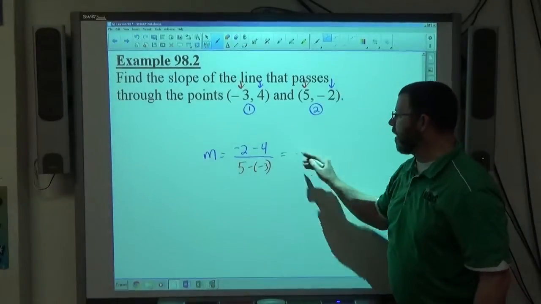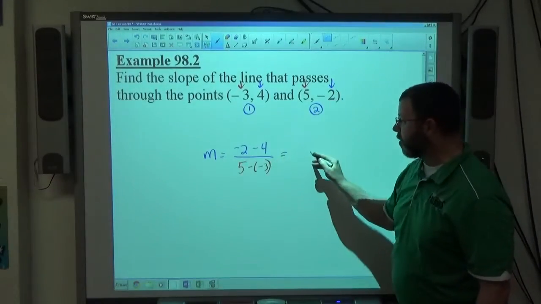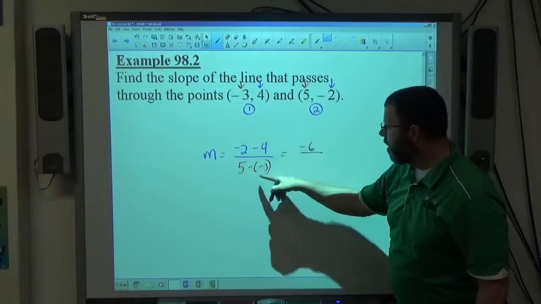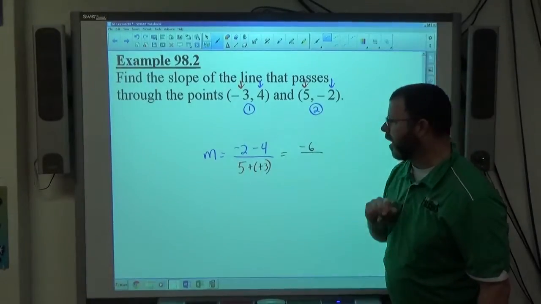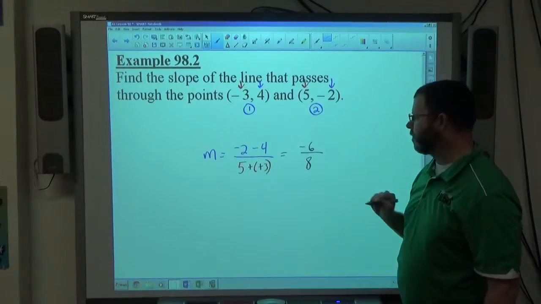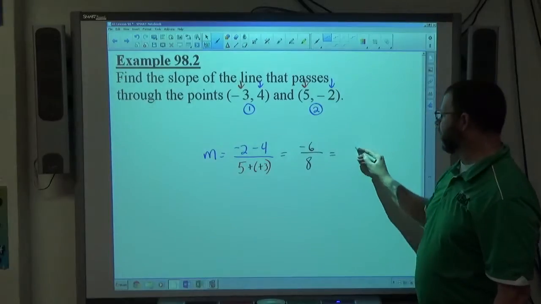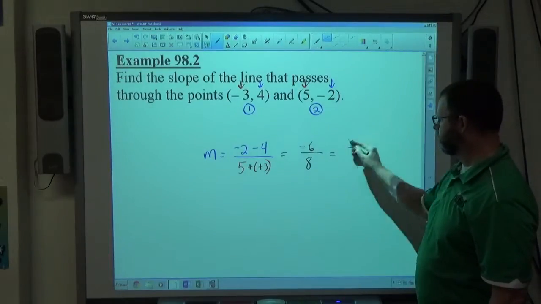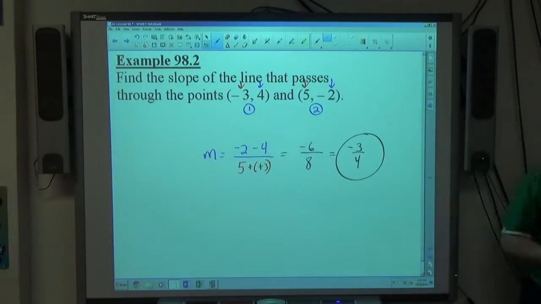So what this actually is on top, negative 2 minus 4 is going to be negative 6. The minus minus becomes plus plus. 5 plus 3 is 8. Negative 6 over 8 is negative 3/4. If the slope comes out as a fraction, fine. If it comes out as a whole number or an integer, go ahead and write it as a whole number integer. You don't have to put it over 1. So you can allow a fraction to disappear if that happens.